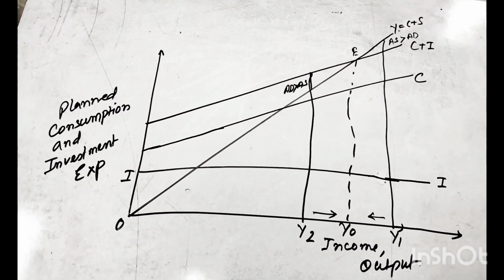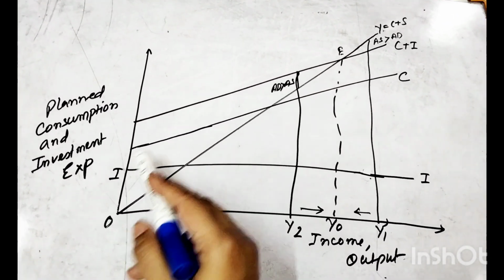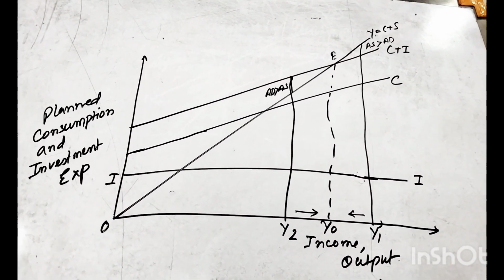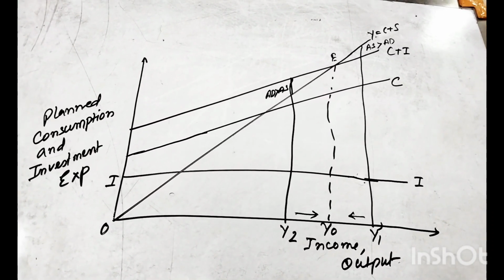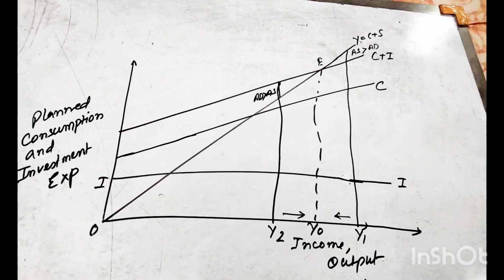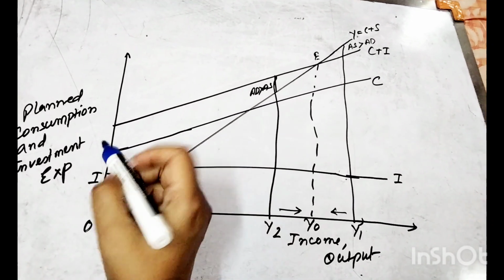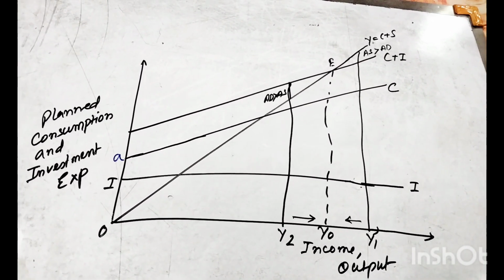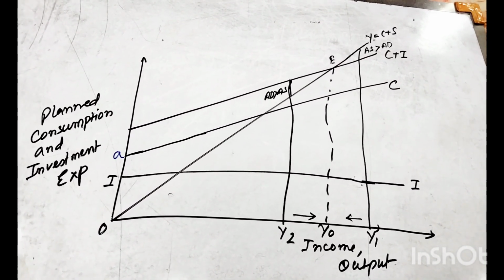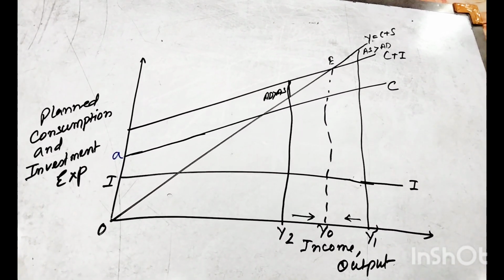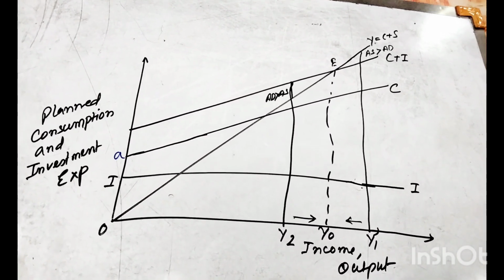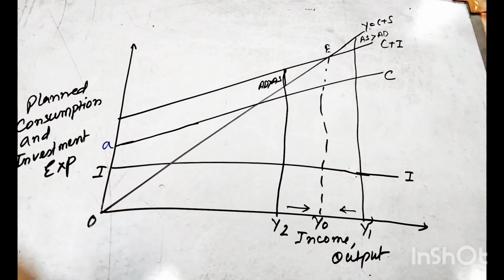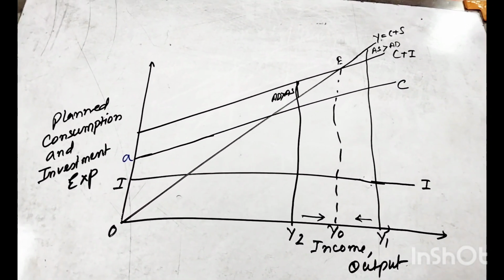Next, this consumption line, that means C, is the upward rising curve. That means with the increase in income your consumption will also increase, but it starts from this point, point A. You name it as point A. That means even at zero level of income, you have to consume something. You are not earning, but it doesn't mean that you will not consume. That is the reason the C curve starts from point A.